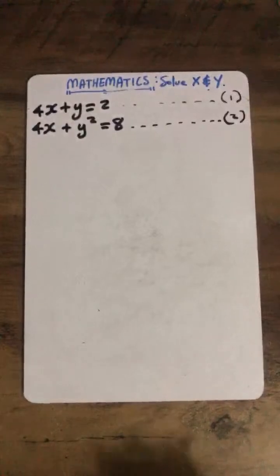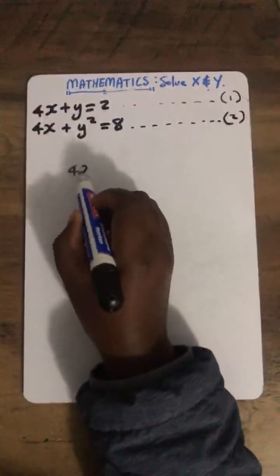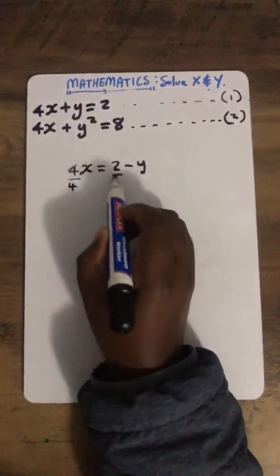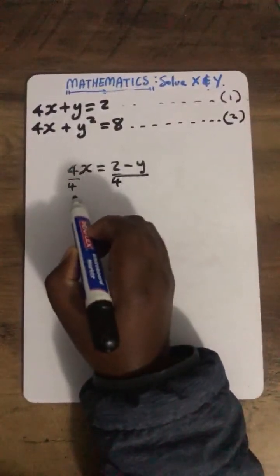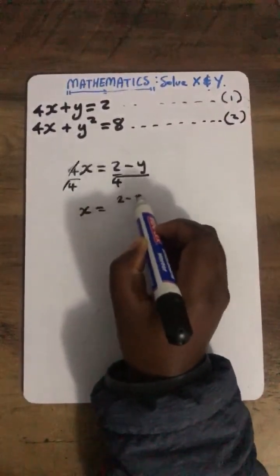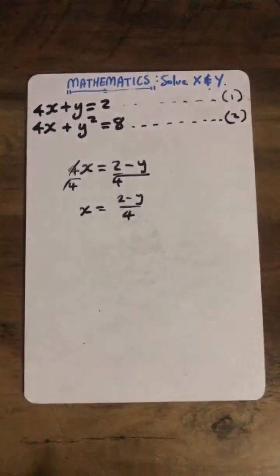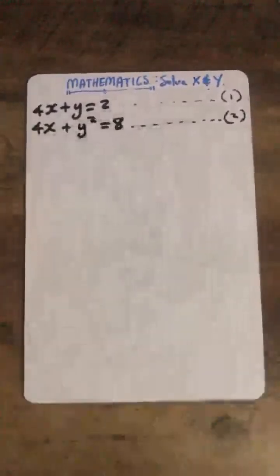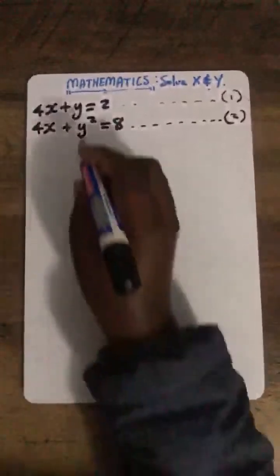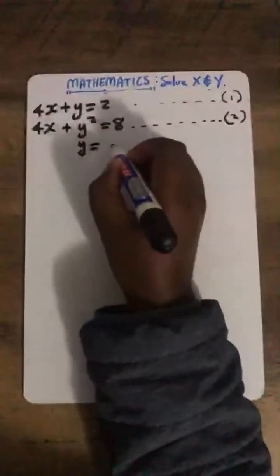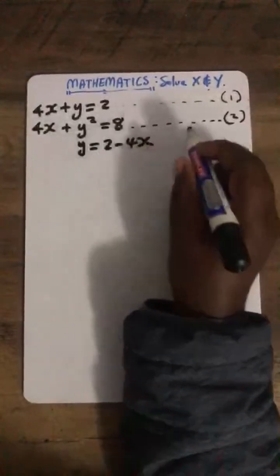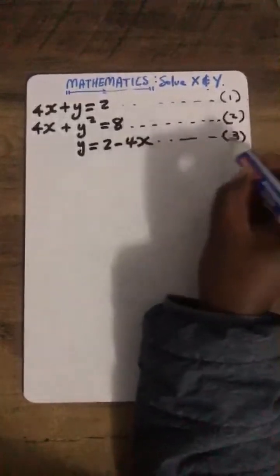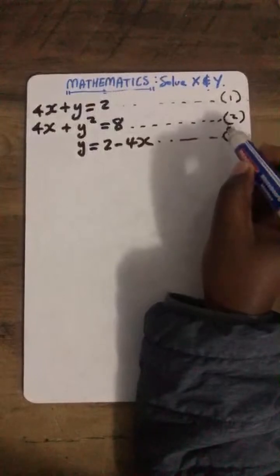Otherwise, if you try to make x, from equation number 1 you will take that to the other side. Now you need to divide by 4. So that and that, you see, you end up having a fraction. So in this case, it's not like you've got multiple choice, but you are forced to make y the subject of the formula. It makes it very much easier. 2 minus 4x, and that becomes your equation number 3. So you will take equation number 3 and substitute it into equation number 2.